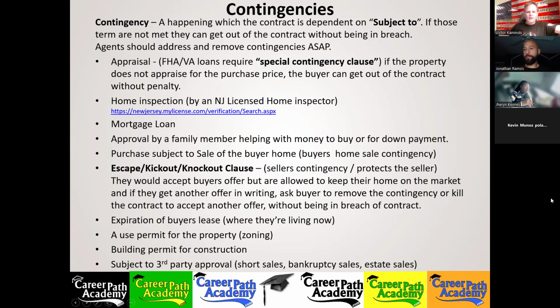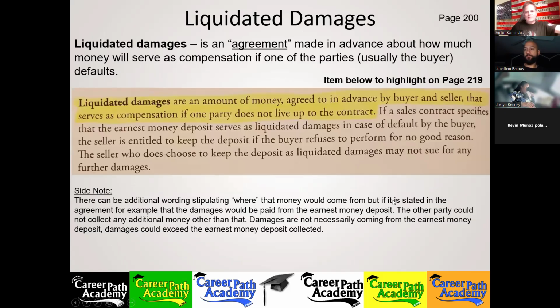Okay. Liquidated damage agreement. We already have this highlighted. If not, on page 219, let's highlight it. I know we already went over it, but let's go to page 219 now, and let's highlight this under contingencies. It's in that section, the last paragraph. Liquidated damages. Let's highlight that first sentence.